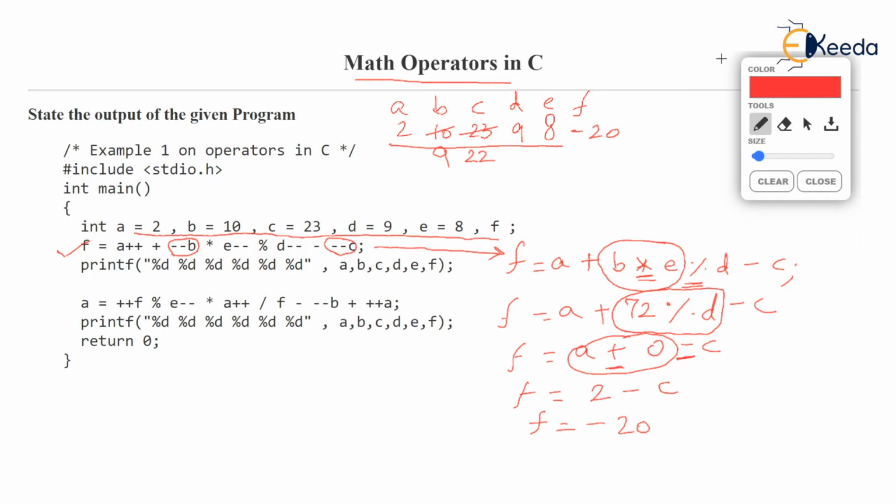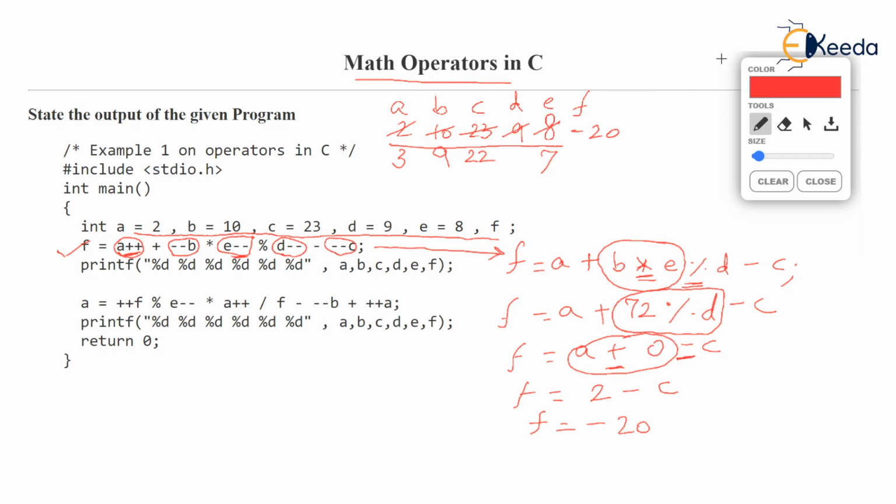Few more things are remaining. Check the cursor place. A plus plus has to be done now. This is the postfix increment and this could have been done only after the expression. Similarly, e minus minus, check what I am marking. This is postfix decrement. This will be done now and d minus minus will be done. So let's do it one by one. A plus plus, a is becoming 3. Next is e minus minus. So e is becoming 7. And last is d minus minus, so d is becoming 8.